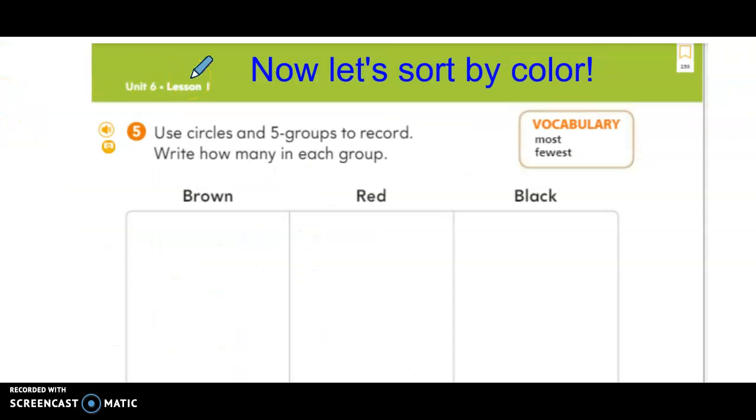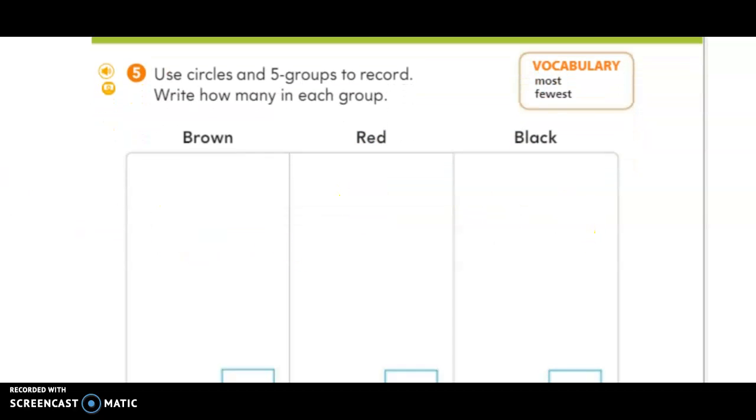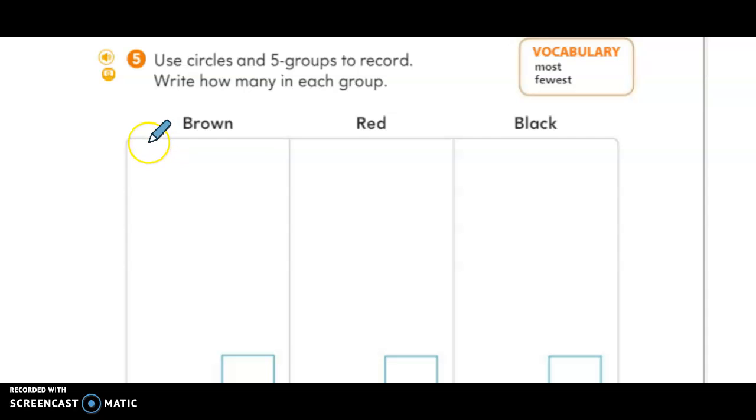All right, now we're going to sort by color. So we have our 3 categories here. You're going to make a little section for the brown, a section for the red, and a section for the black. In the same way, I want you to record your data using the 5 group. So let's go ahead and count the brown ones. Once you have your groups separated, count the brown ones and draw the circles. We'll see if our numbers match.